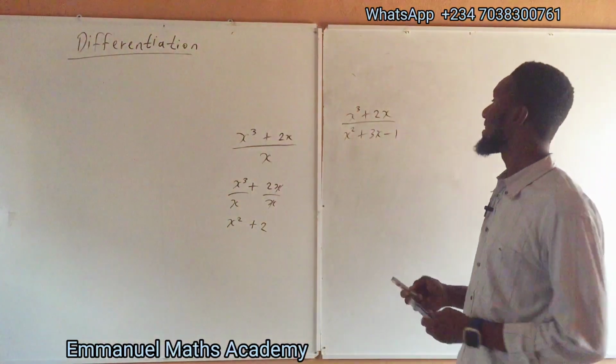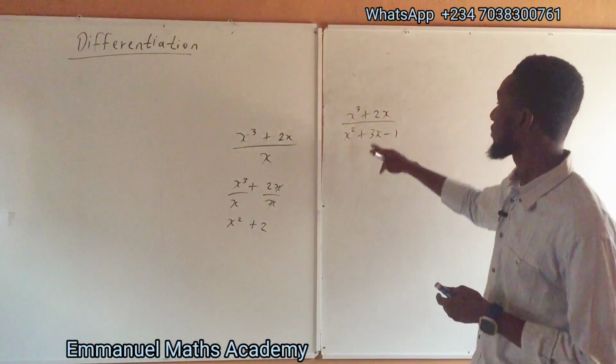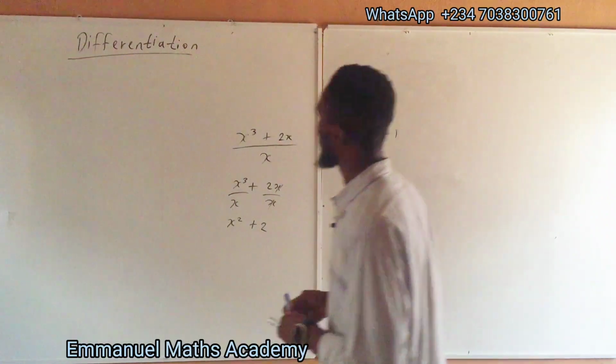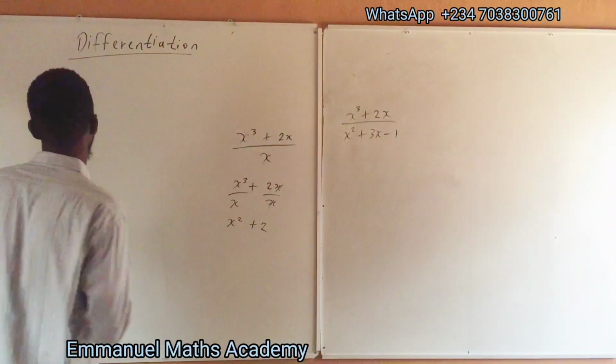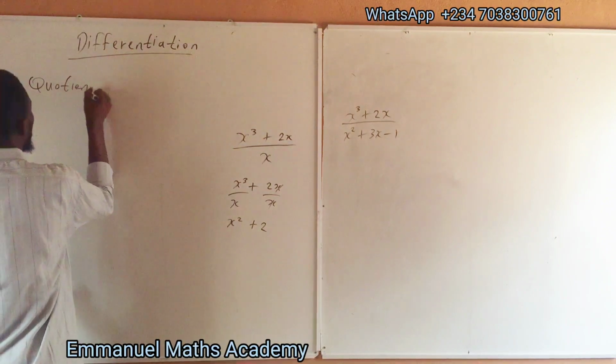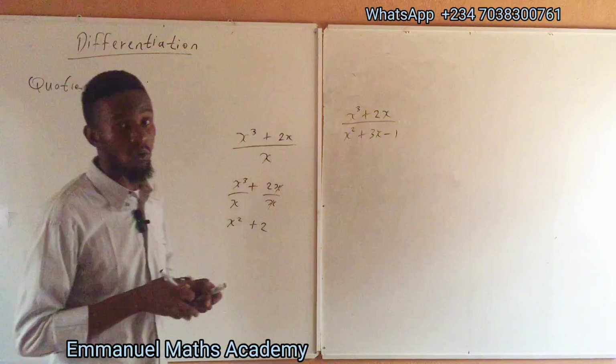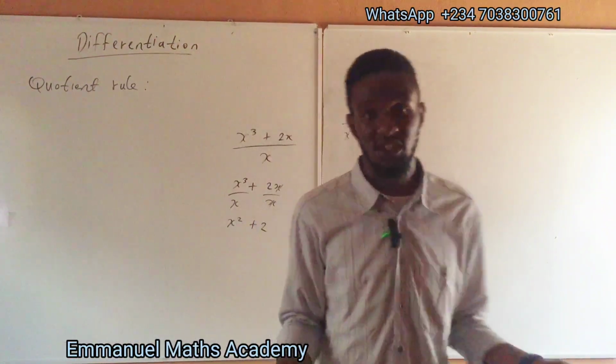What if I tell you that there is a method, or a rule, which you can use to solve something like this, and that method is called what? The technique is called the quotient rule, or quotient method, or quotient technique of differentiation, right?